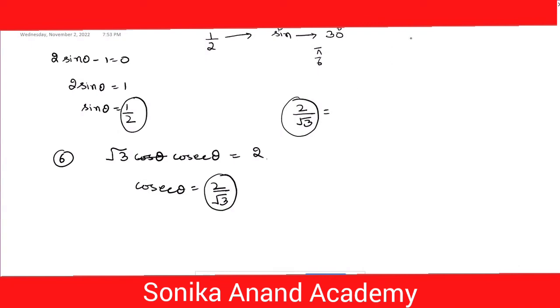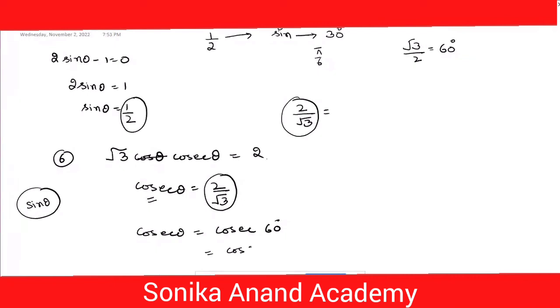Listen. Just reverse it. And reverse of cosec theta is sine theta. So sine theta is root 3 by 2, so sine 60. So it will be cosec 60. Easy now. So it becomes pi by 3. 60 into pi by 180.